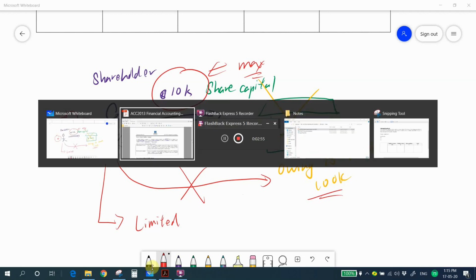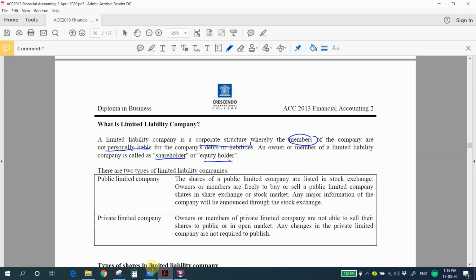Alright, let's go back to the textbook. So we have two types of limited liability company. The first one is public limited company. So what is public limited company? The shares of a public limited company are listed on the stock exchange. Owners or members are free to buy or sell the company's shares in the stock exchange or share market. Any major information of the company will be announced through the stock exchange.